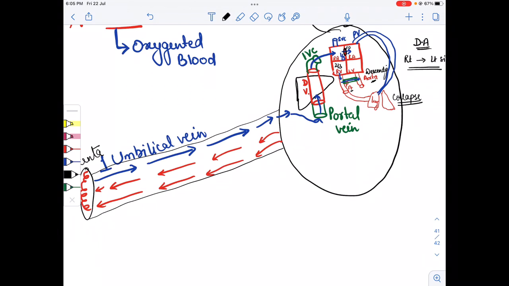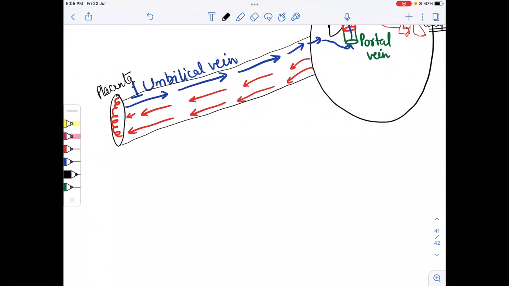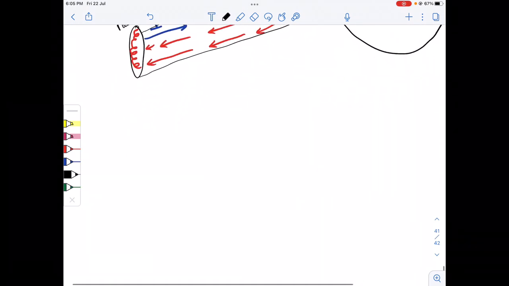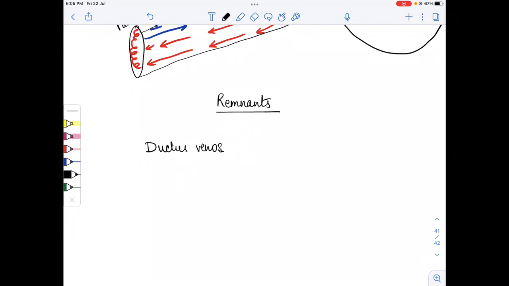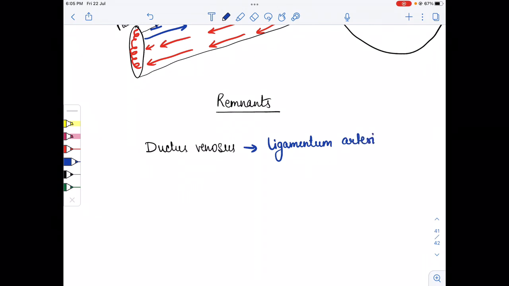Now we have questions on the remnants. So in the remnants, I am going to ask you some questions. The first one is the ductus arteriosus. By mistake I wrote venosus, but here it is ductus arteriosus. The remnant of the ductus arteriosus is the ligamentum arteriosum. Please remember, that is ligamentum arteriosum.